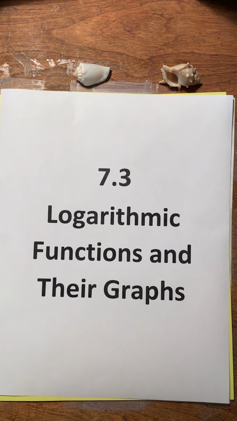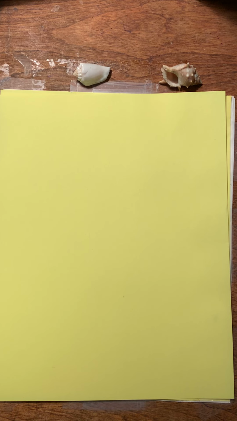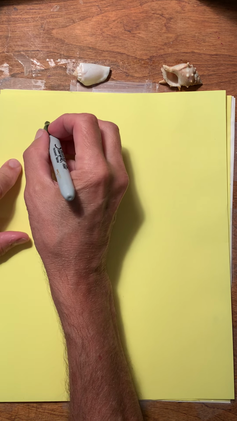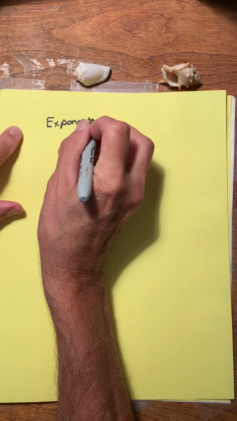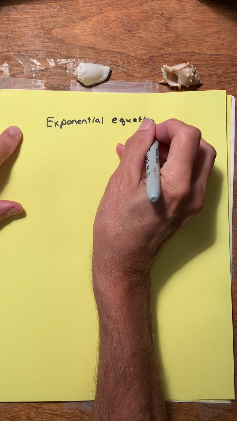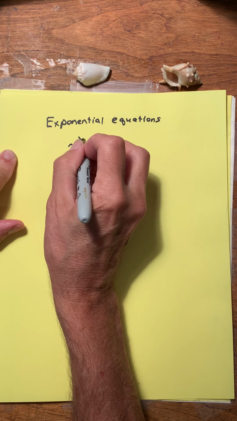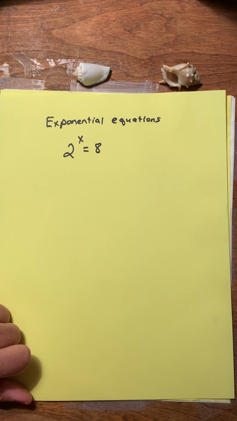All right, let's check out this concept of logarithmic functions. And in looking at them, we'll also look at their graphs. You may recall that in our last section, we solved equations of simple exponential functions. Something like 2 to the x equals 8. Now this is very simple, but the concept is profound.